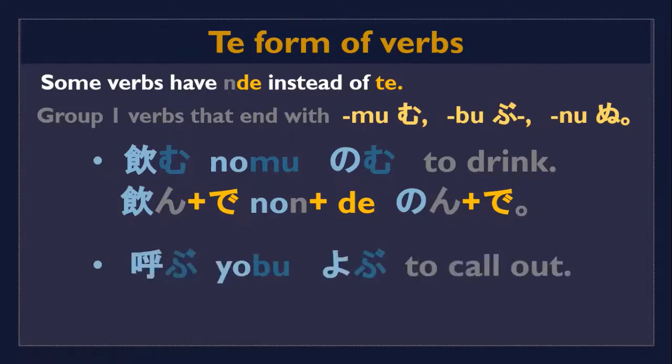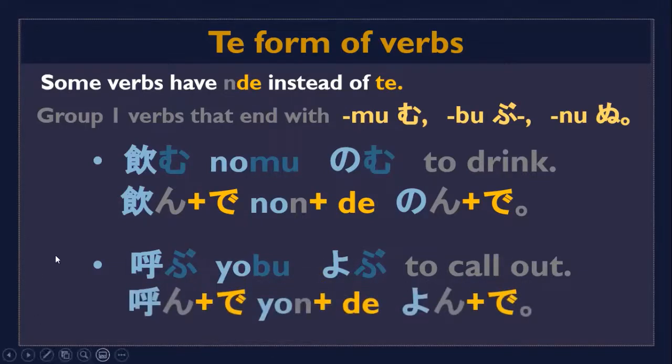One more example. To call out, okay? To call for a taxi or to call out. For that, we'll be using 呼ぶ, yobu. And yobu will be 呼んで, yonde.